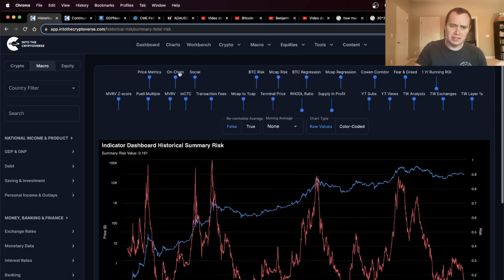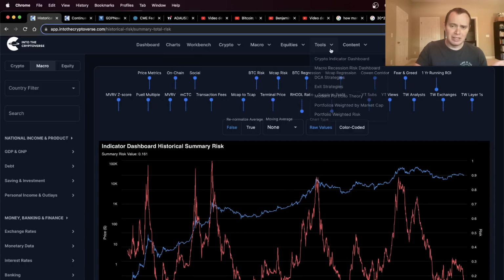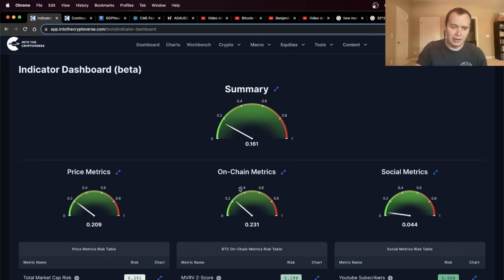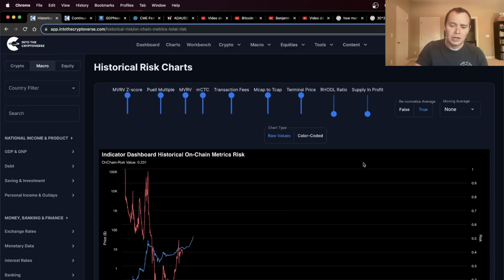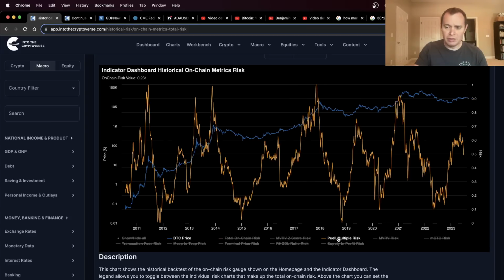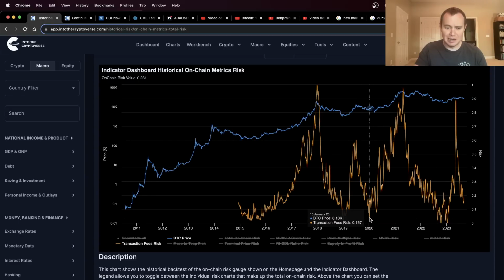The on-chain risk has actually been relatively high recently. And just to show you where it currently is and some of the reasons why it's high, you can see that it's at 0.231. One of the reasons it was so high is because the Puell multiple risk has gone up a lot. Transaction fees risk went up a lot, but it is starting to finally come back down.